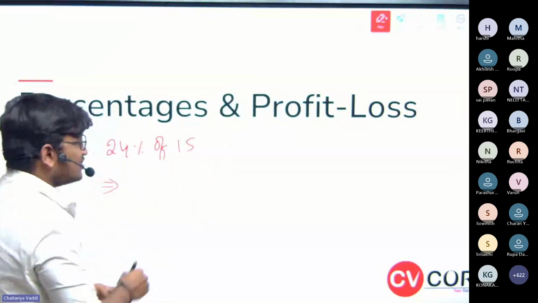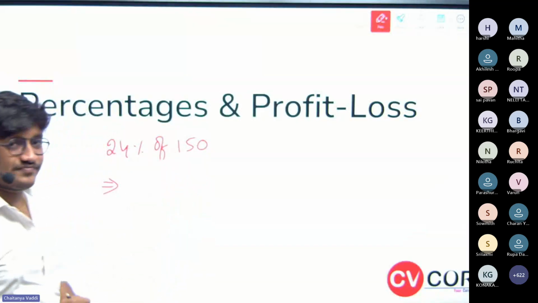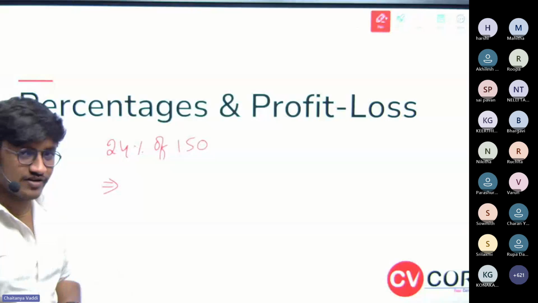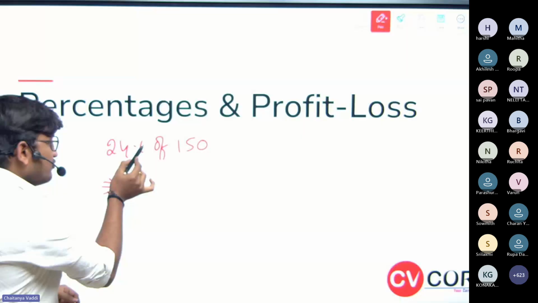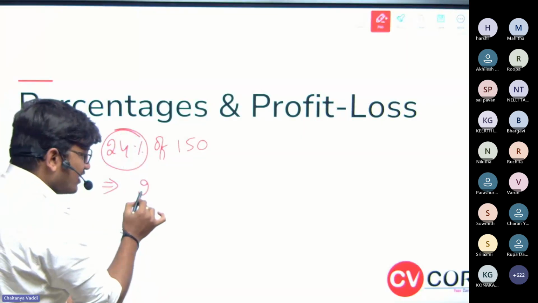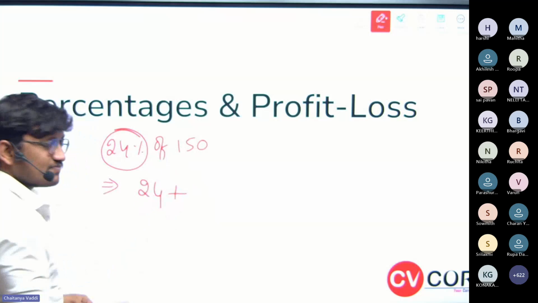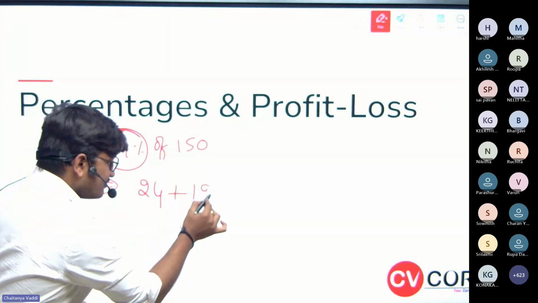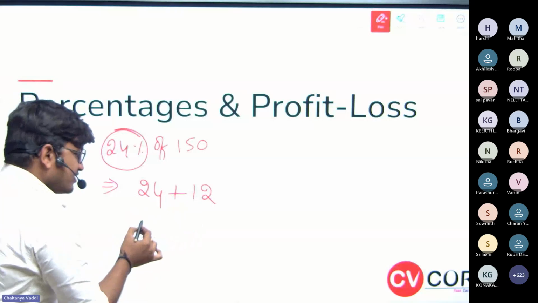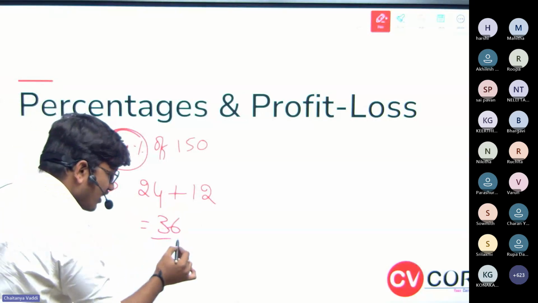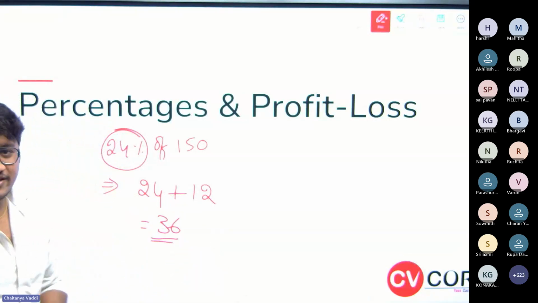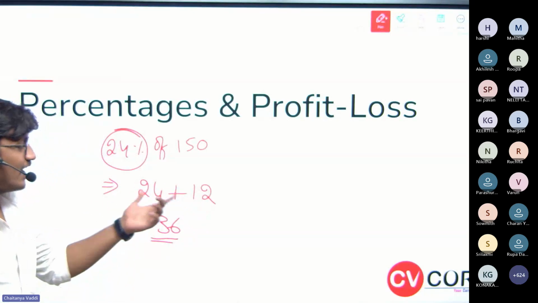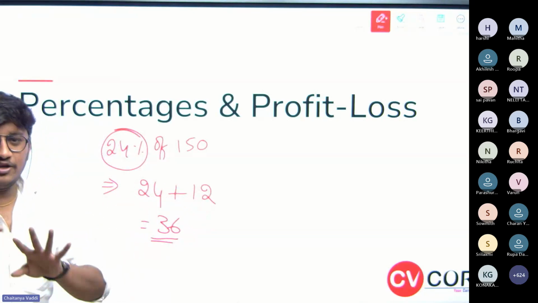So my suggestion is not to do that process. I can simply say, what is 24 percentage of 150? What's the value that we can see here? 24 plus what is half of 24? It is 12. Okay, 24 plus 12, 36. This is your answer. And now students might be thinking, sir, why have you written 24 here and why have you written 12 here? Why did you add these two? Very simple, guys. I will tell you one more trick.